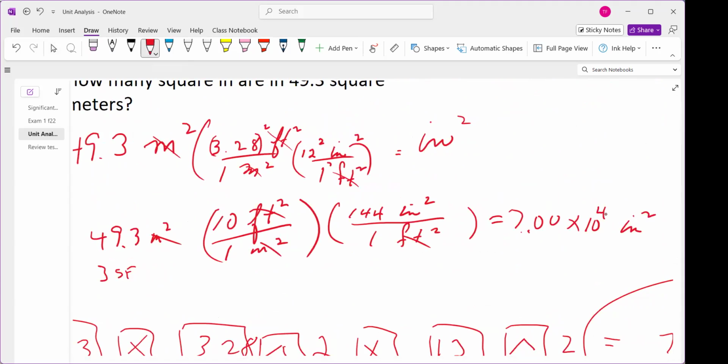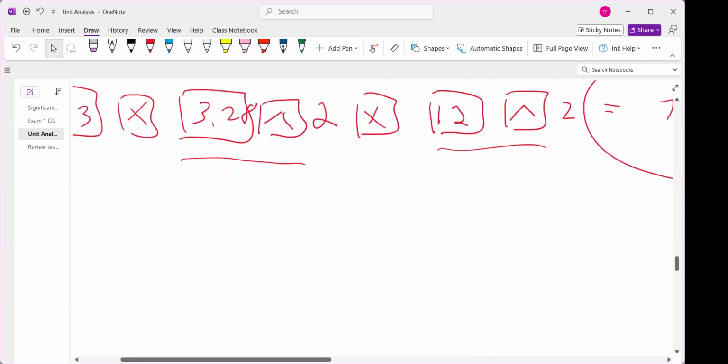Okay, so the bottom line is we start with square whatever, we're going to end with square whatever. Questions about this guy? Just remember to either square or cube the number part of your conversion.